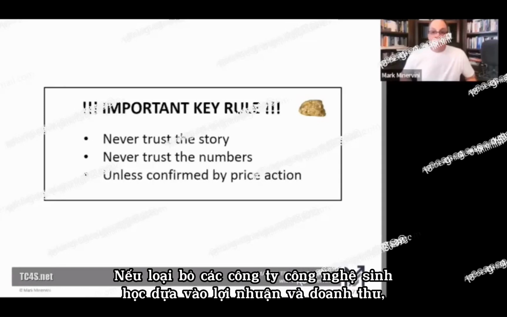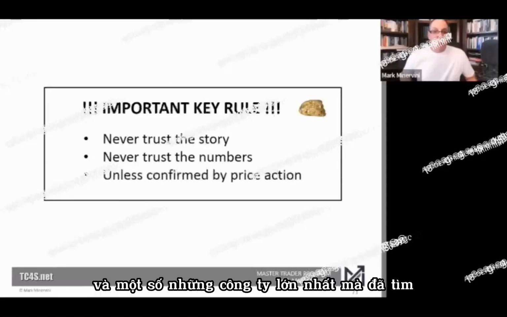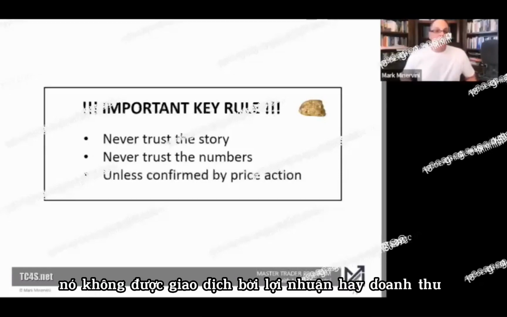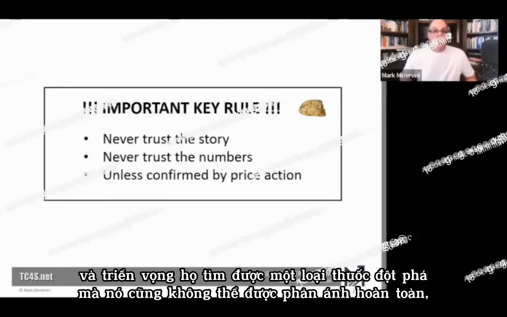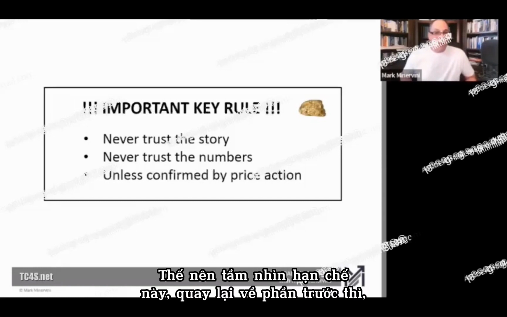Well, if you were to eliminate all the biotechs based on earnings and sales, and you would require earnings and sales on the table, you'd eliminate about 75, 80% of all the biotechs and some of the greatest companies ever that discovered promising and exciting new drugs, because most of them are not trading on earnings and revenue. They're trading on the FDA approval process and the prospects of a blockbuster drug, which again cannot be fully discounted, because there's no certainty there. So that limited visibility, right?